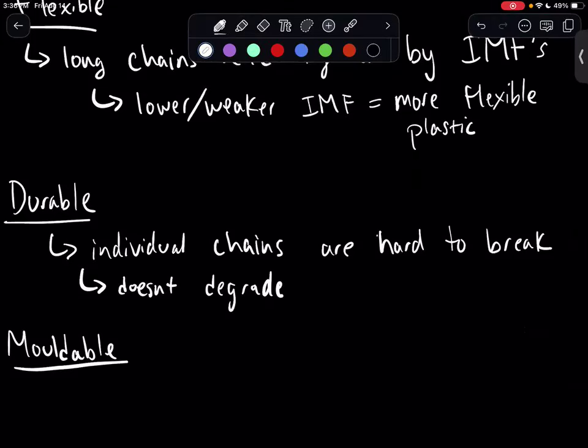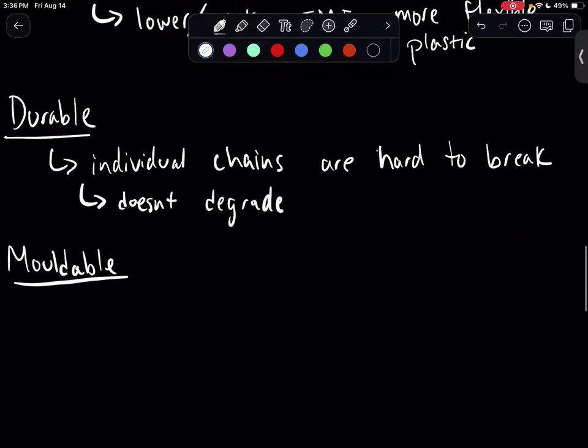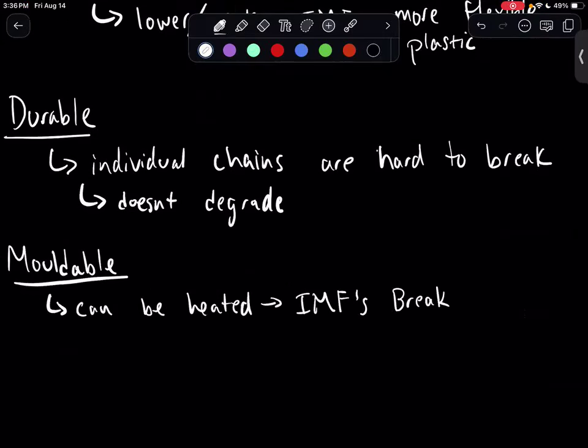We say it is moldable, meaning you can shape it. And as many of you will probably know, when plastics warm up or are heated, what happens is the IMFs break, allowing the overall structure to reshape.